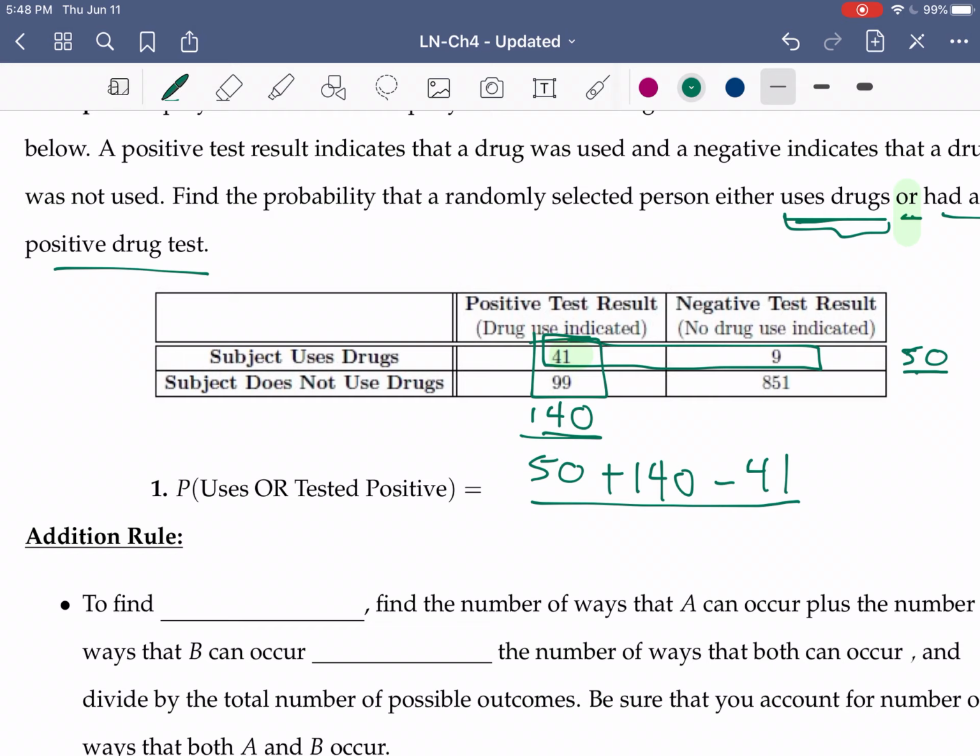So this is 860, since 9 plus 851 gives us 860. And 99 plus 851 gives us 950. Adding those, either the rows or the columns, gives us a total of 1,000 people. If you add all four of those numbers, you'll get 1,000 people.